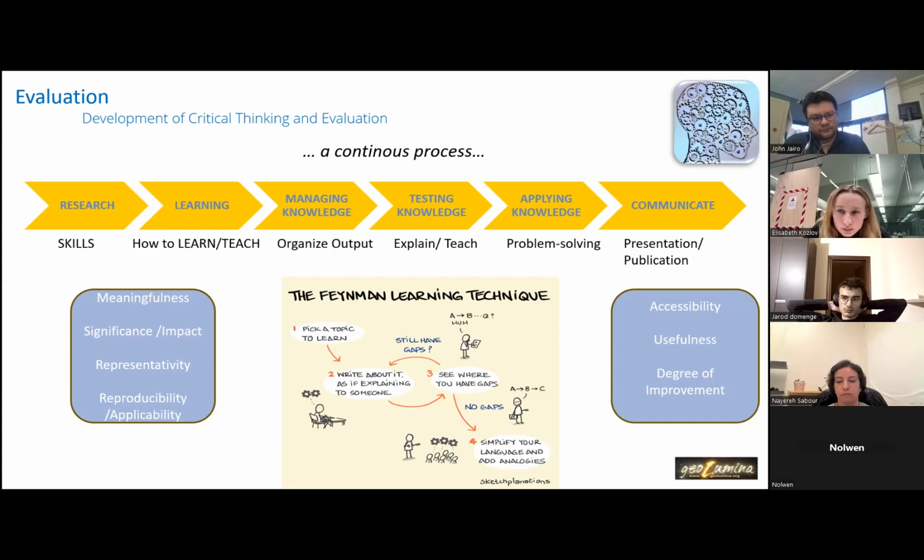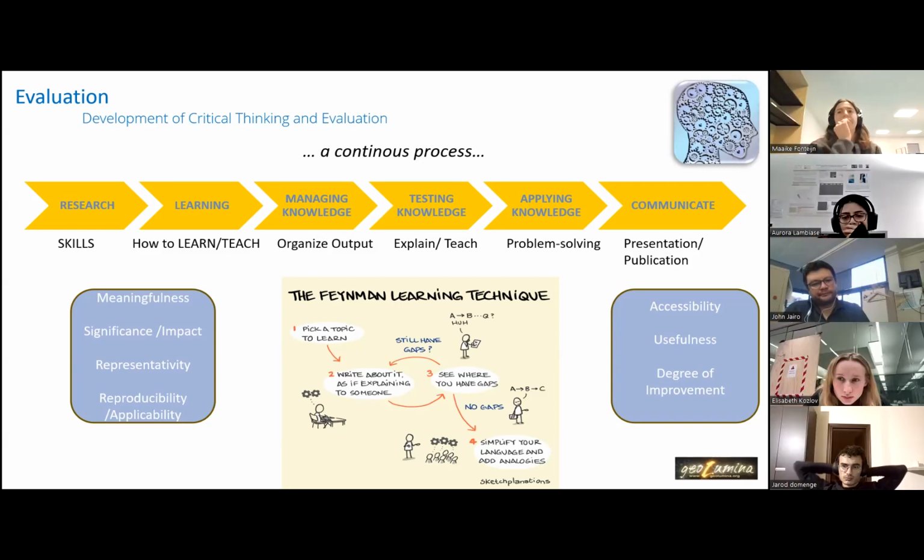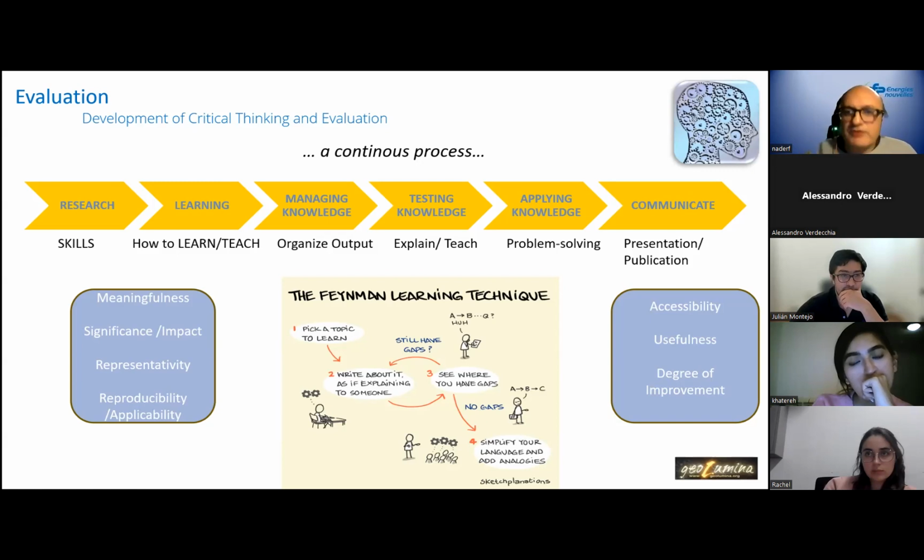And then once you can explain, when you are well organized, when you know how to teach what you have done, then you can be confident of your problem solving and the application of the knowledge that you acquired. And then the best way is to share it with the community. And that's where the communication comes.